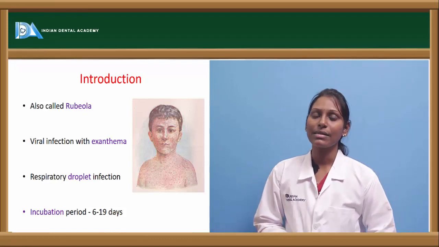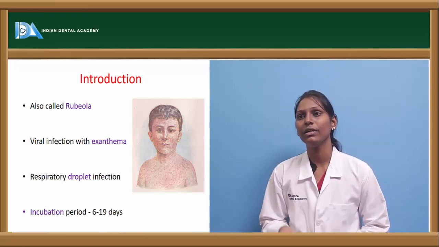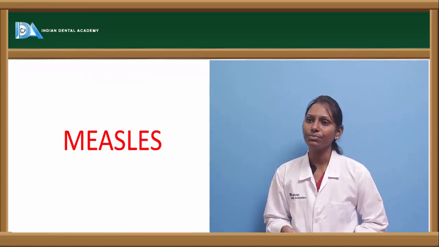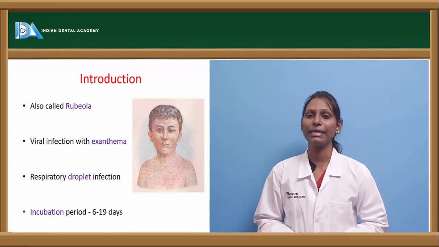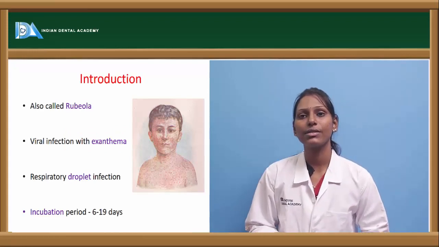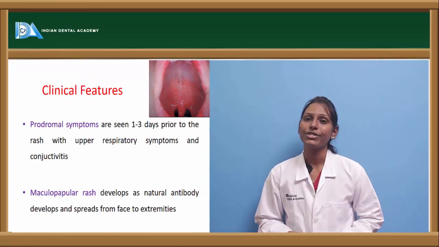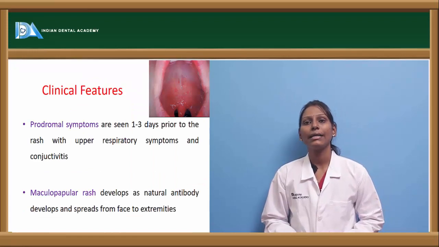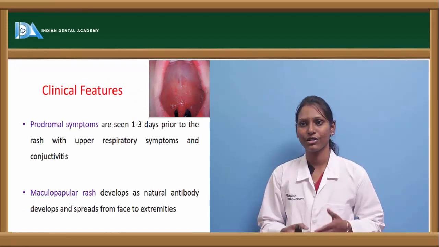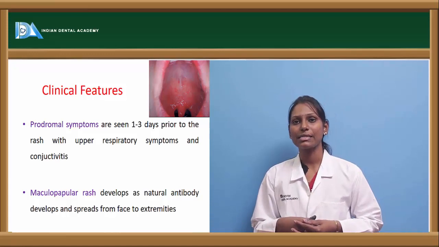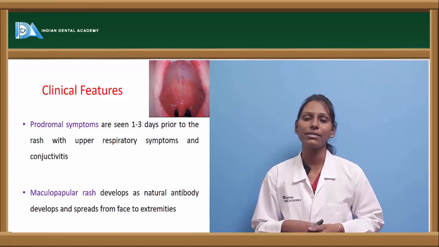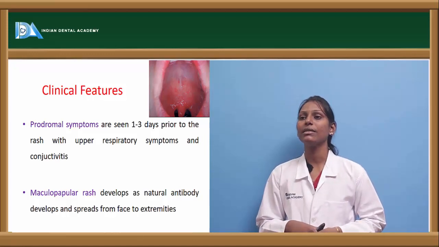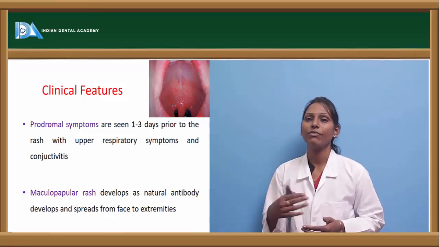It is again an exanthematic condition, a viral infection with exanthema and fever. Measles is also spread through droplet infection, and the incubation period is about 6 to 19 days. Coming to the clinical features, measles is associated with prodromal symptoms seen 1 to 3 days prior to the rash, in the upper respiratory system and conjunctiva, with conjunctivitis. There will be a maculopapular rash that spreads from face to extremities.